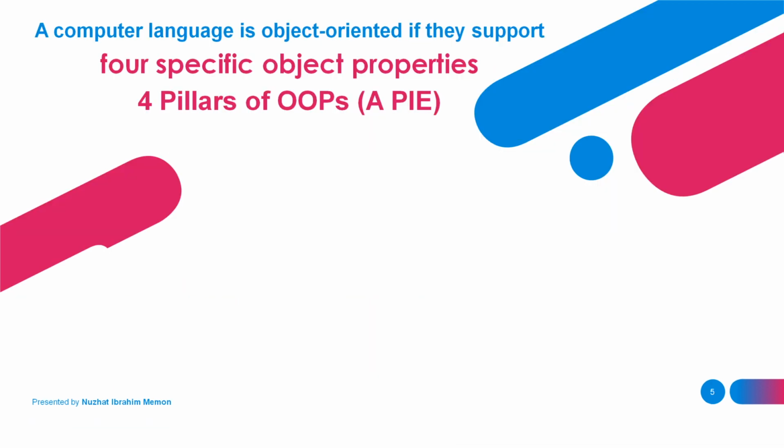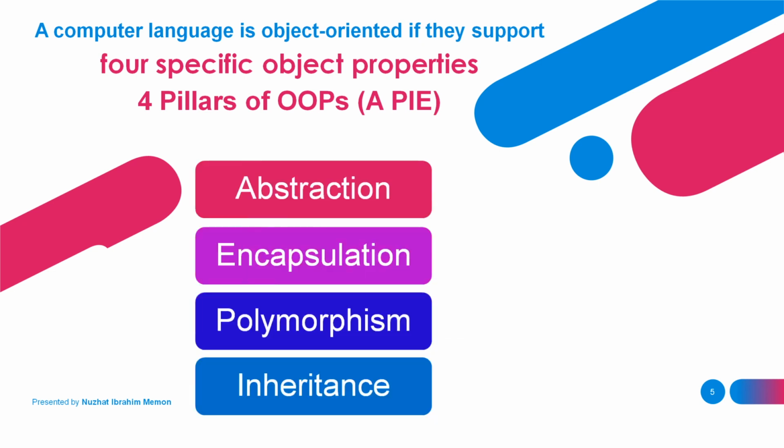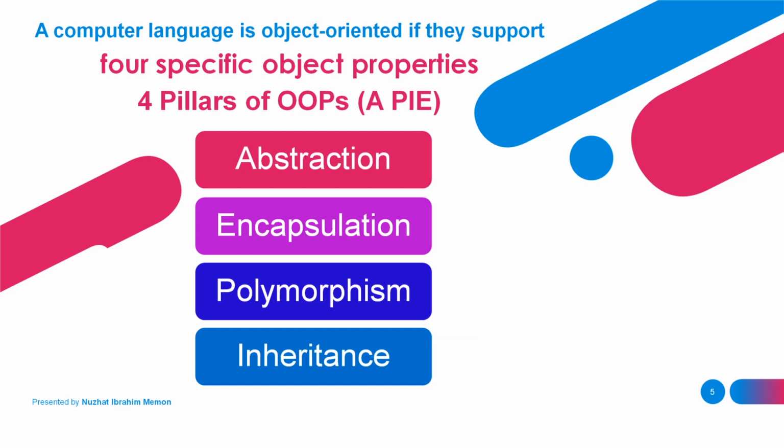A computer language is object-oriented if it supports four specific object properties, or we can say four pillars of OOPS. If any language does not support any of these object properties, that is abstraction, encapsulation, polymorphism, and inheritance, then that language is not considered an object-oriented language. These four object properties are the pillars of an object-oriented programming language.